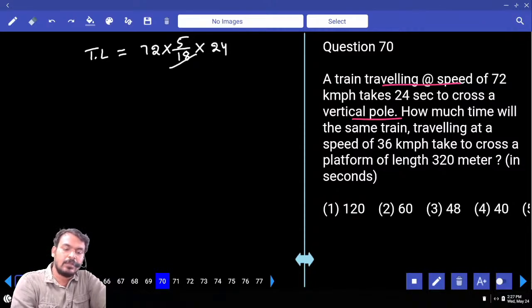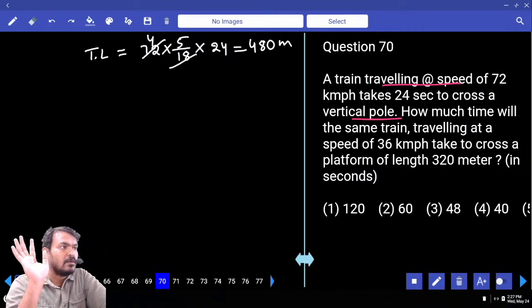24. 18 almost how many times? 4 times. 4 5s are 20. Into 24 means 480. That is only the train length.